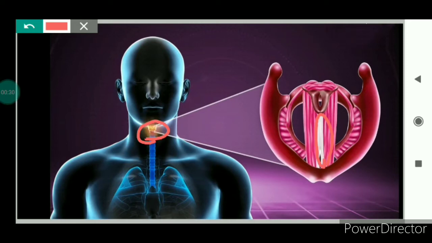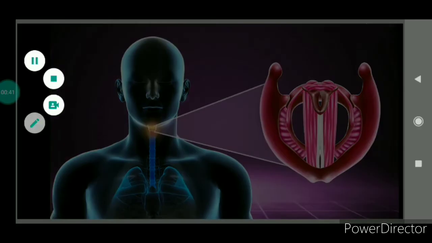Here, these white colored structures that you can see are the vocal cords. These vocal cords are a kind of string. Sound is produced by the vibration of the vocal cords. The vocal cords are attached to the muscles.